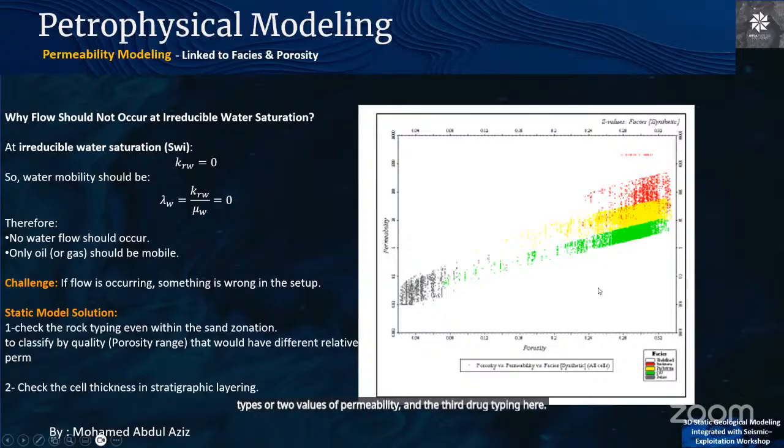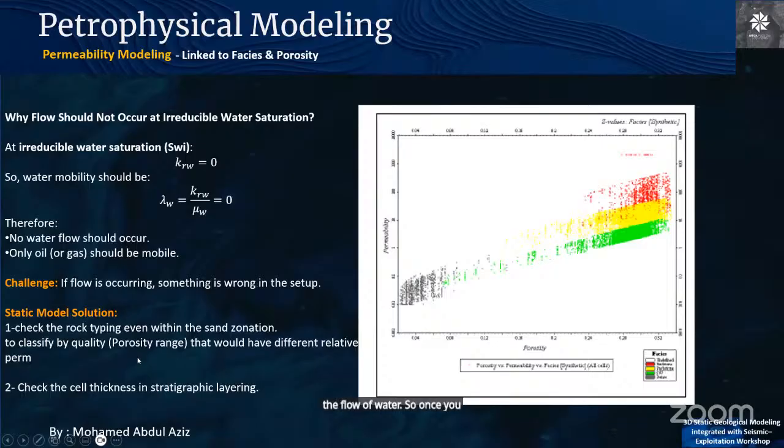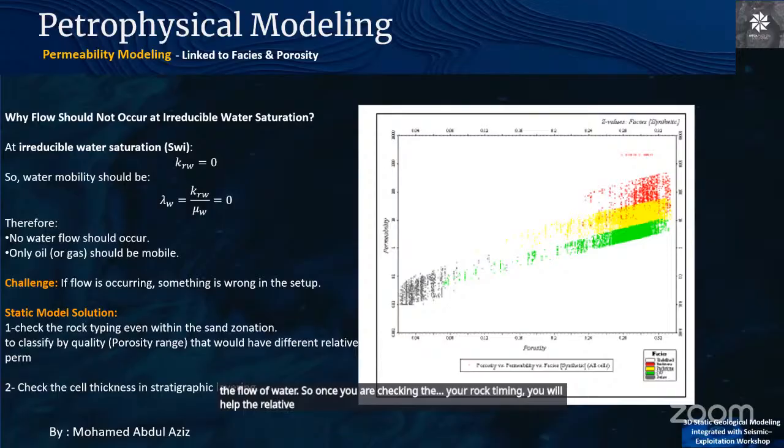In such a way, you are telling the reservoir engineers to try to avoid this value in order to avoid the water mobility, the flow of water. So once you check your rock typing, you will help the relative permeability calculation in your static models not to be misunderstood or mismatched with the flow simulation.